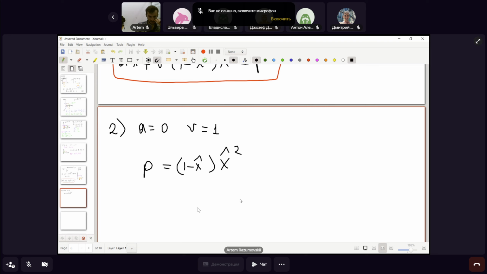So they need to take the first order derivative with respect to x and consider cases, set it equal to zero and consider the solutions. So what is the derivative of p as a function of x hat? Two x hat minus three x hat squared.